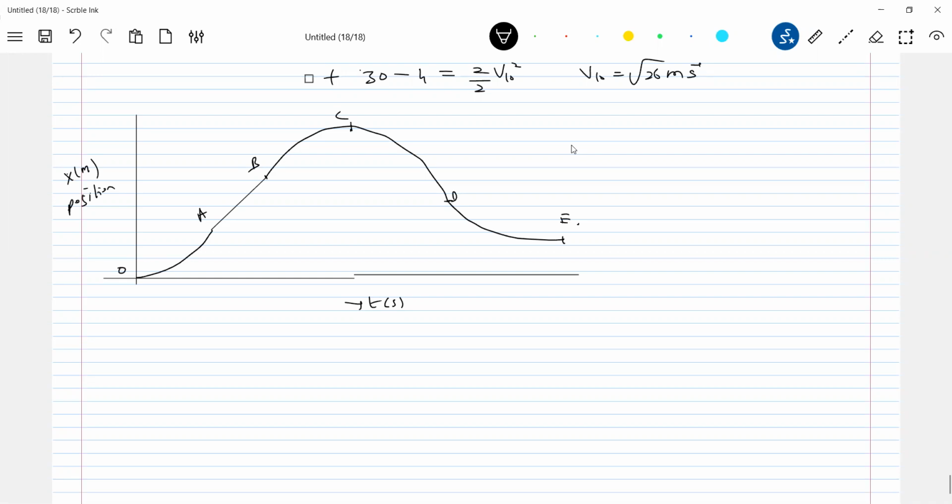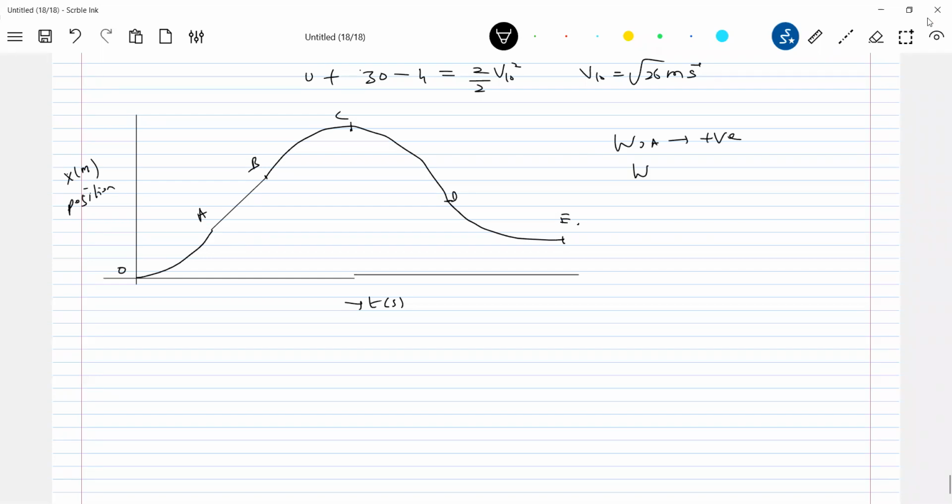How from the XT graph can we say work done? From the position versus time graph, can you calculate the slope? So look at the slope for this. If you calculate the slope in a position versus time graph, what do you get? You'll get the velocity, no? Or the speed. So look at the slope from O to A, increasing. So therefore the speed is increasing. So work done on the object from O to A will be positive.